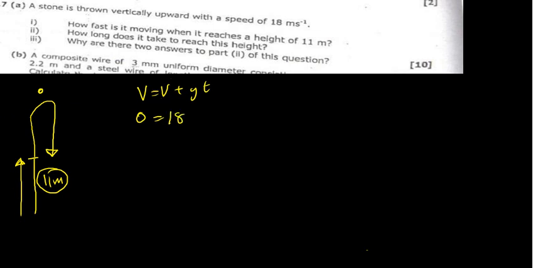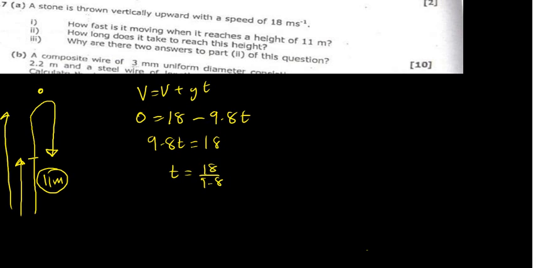And then g is going to be negative because the stone is going up. We'll take this time to the other side, that is going to be 9.8t, that will be equal to 18. Divide both sides by 9.8, so that will be 18 divided by 9.8. So this is the time it will take for the stone to reach the maximum point. The time it will take the stone to reach the maximum point is the time it will take the stone also to go from the maximum point to the bottom.